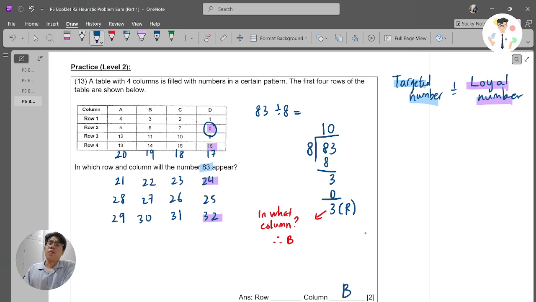But there's another problem here. How do we find the row? I know it's 10 remainder 3. This 3 gives me basically the column. Then I know this 10 should somehow give me the row. But how? The problem is how.